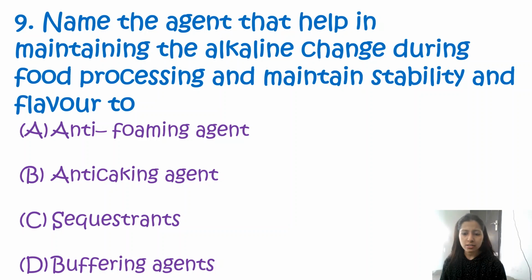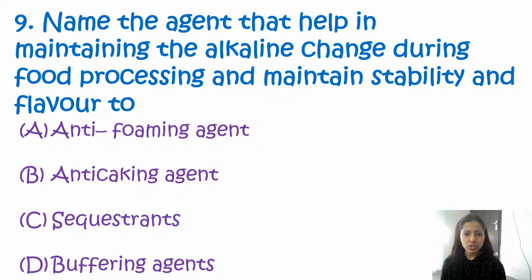Anti-foaming agents are those substances that are used to reduce the foams that are caused by proteins or gases that may interfere with the processing of food products. Whereas what are anti-caking agents? Anti-caking agents are those substances that are added to powdered or granulated materials to prevent caking, that is lump formation, or to improve flowability.